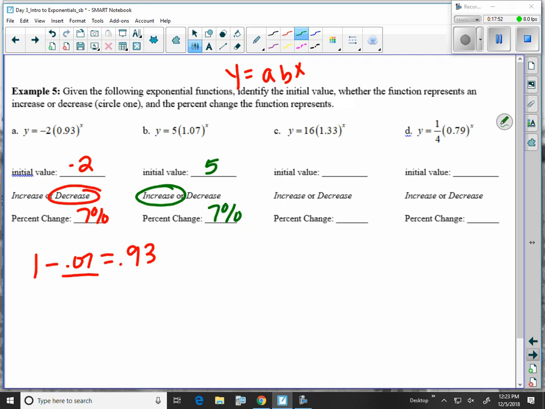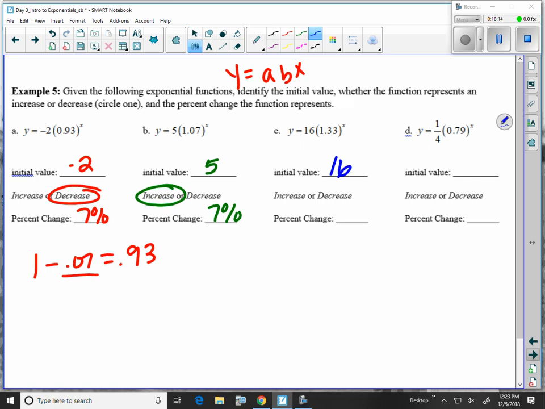7%. So you're different from 1. Right? 1 is where you start. You may go positive or you may go negative, but it's the percent change. It's where you're changing from 1. Yes? Do you agree? Are you with me? Do you understand?